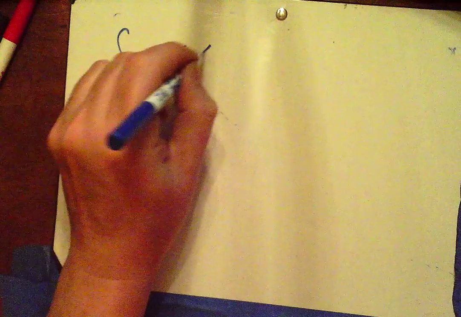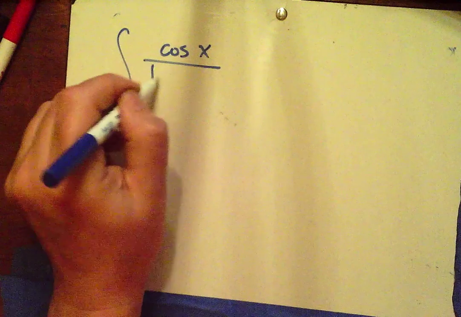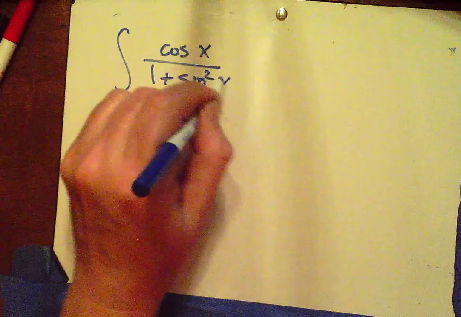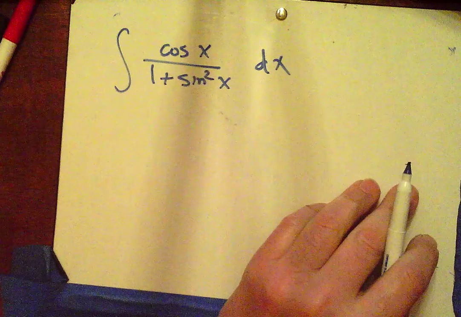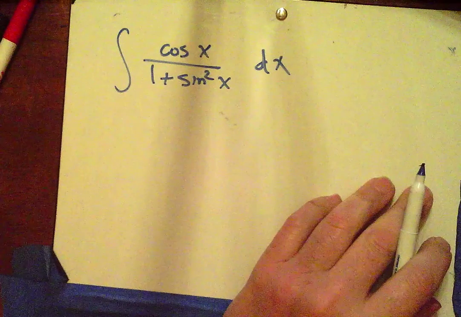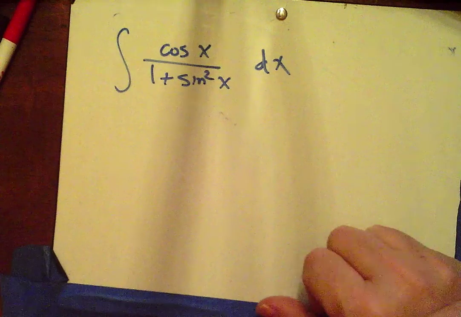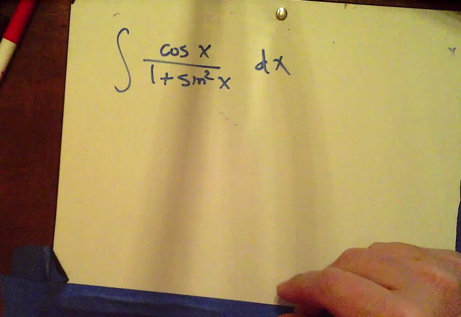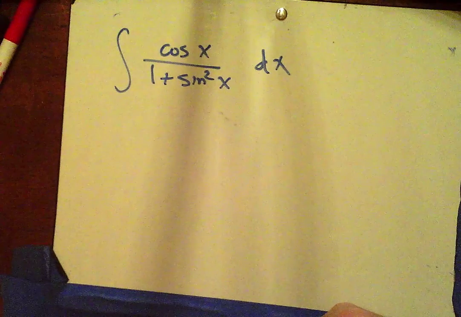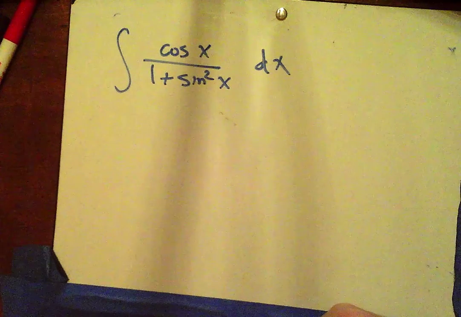Integral of cosine x over 1 plus sine squared x dx. So what are you thinking to do here? What looks promising? Does it look promising to split this into two fractions? Yeah, no, it doesn't. Not to me.